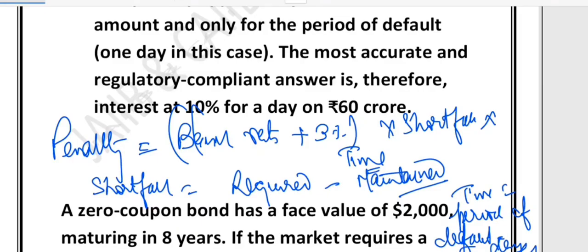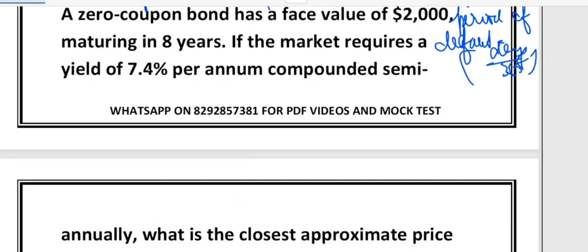Now friends, let's see the next question. Again, this is a numerical based question. Please go through this question once more. The question says that a zero coupon bond is there, right? It has a face value of $2000, I think, not rupees, $2000. And it is maturing in 8 years.